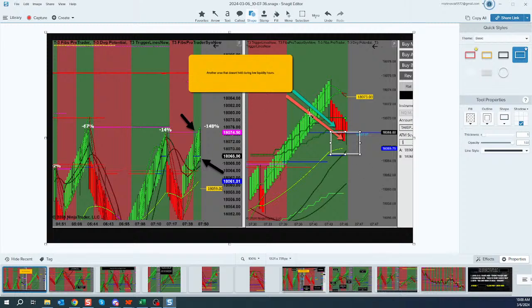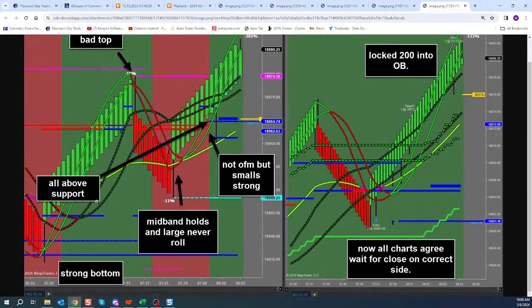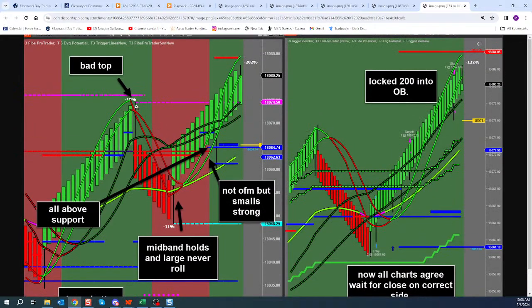So what happens on this one is instead of creating the opinion that this is another area that doesn't hold during low liquidity hours, and I put the picture in behind it because I love that you did that one, I'm going to show you my read on it. And granted, I have a little more experience, so my read may come through a little more advanced, but here's the exact same read. So the bad top.